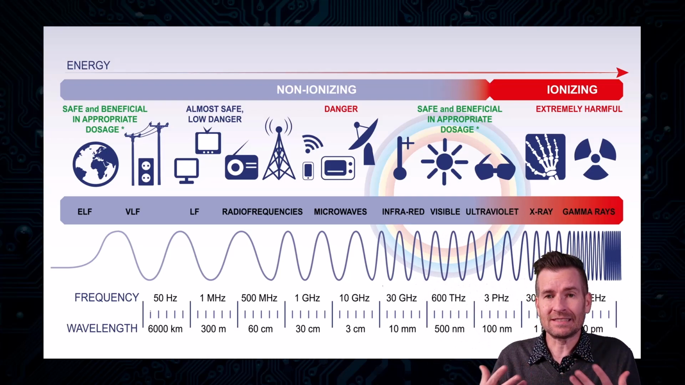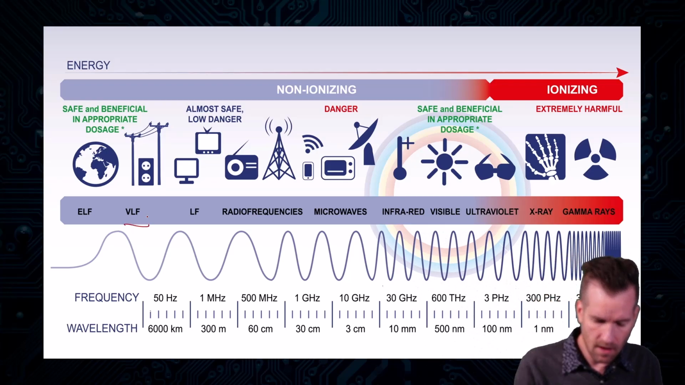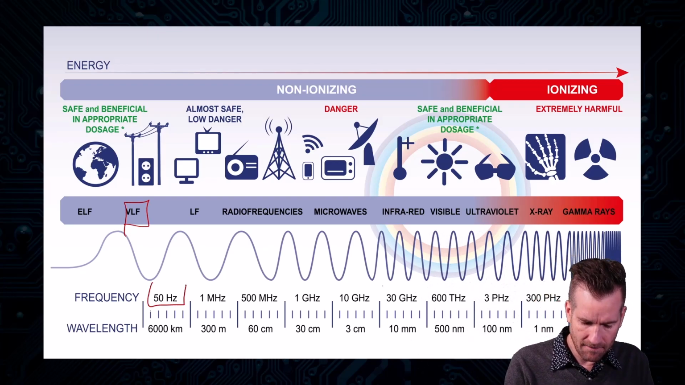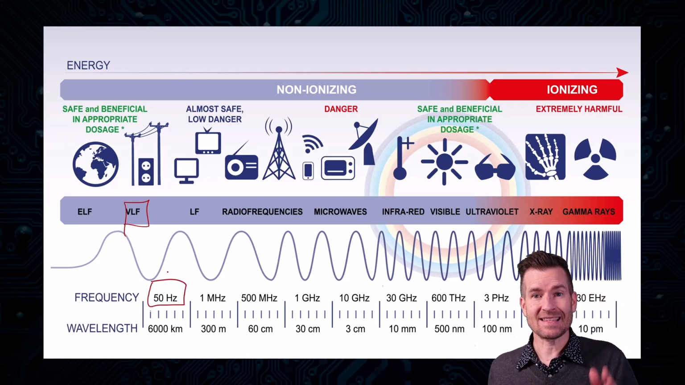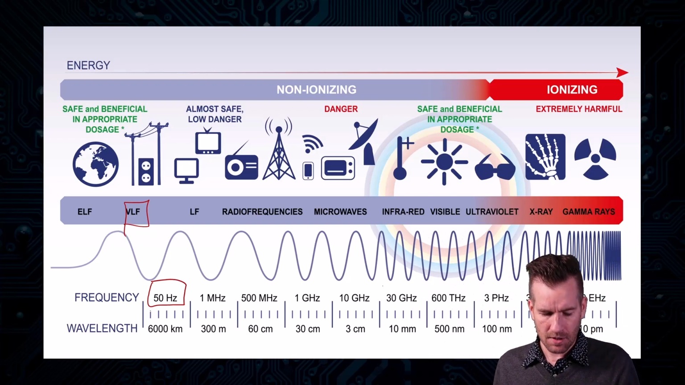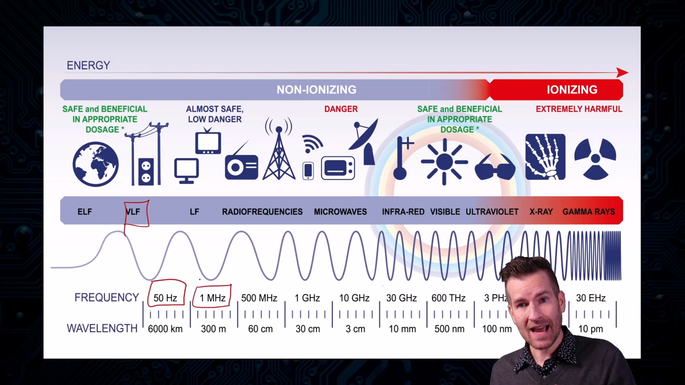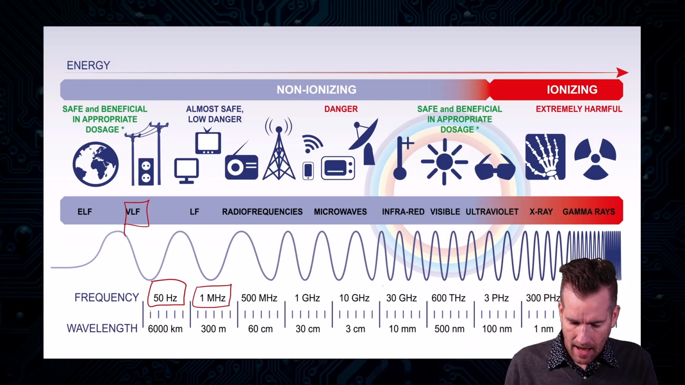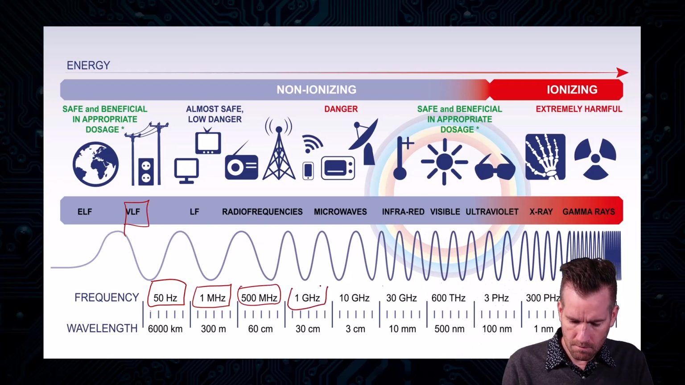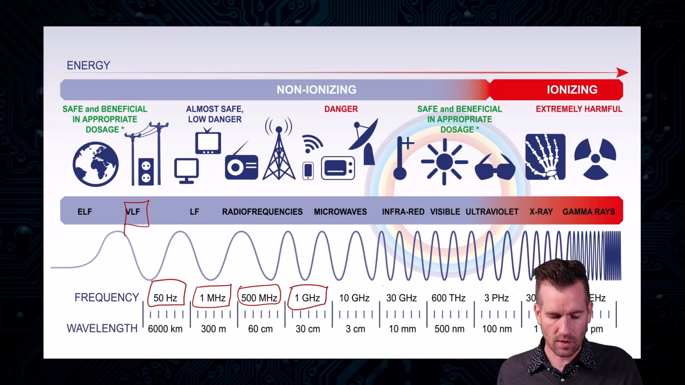So frequency starts out really low. We have these extremely low, very low frequencies, and here we have 50 hertz right here. That means that frequency is cycling 50 times per second. This one right here, 1 million times per second, 500 million times per second, 1 billion times per second. So we've got these different frequencies within here.